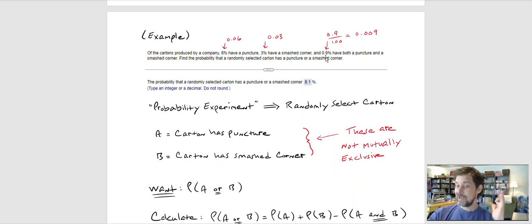And 0.9% have both a puncture and a smashed corner. So it's possible that they have a puncture. It's possible that there's a smashed corner. It's possible that both could happen. That's what I'm reading so far. And the question from here is find the probability that a randomly selected carton has a puncture or a smashed corner. Now, there's that word or, right? So this is an or probability.